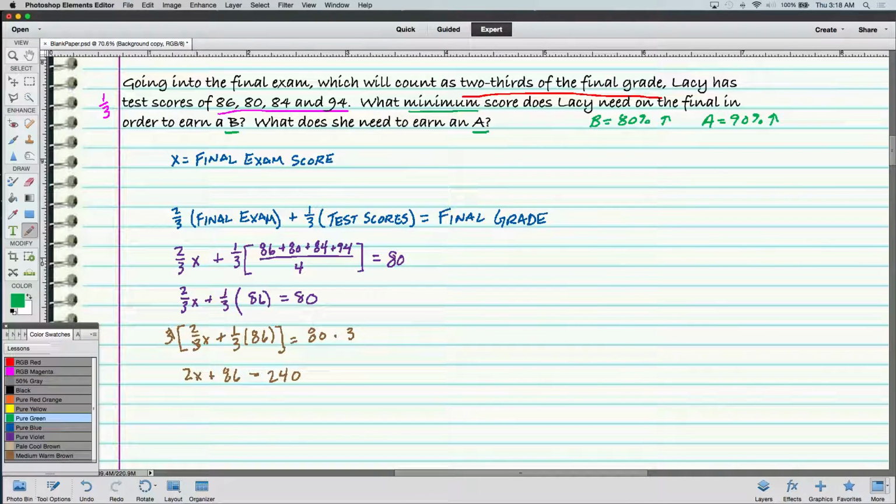We want the variables on one side, all of the numbers on the other side, so we're going to subtract our 86 from both sides. 2x equal to 240 minus 86 is going to give us 154. Last step, divide both sides by 2. X equal 77%.